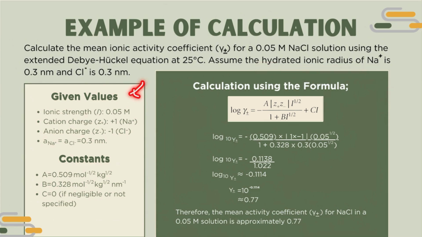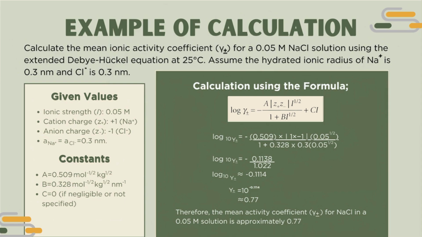Now the given values: the ionic strength, I, equals 0.05 molar. The cation charge, Z plus, equals plus 1, and the anion charge, Z minus, equals negative 1. A for both ions equals 0.3 nanometer. The constants are: A equals 0.509 mole to the power of negative 1 over 2, kg to the power of 1 over 2, and B equals 0.328 mole to the power of negative 1 over 2, kg to the power of 1 over 2, nanometer to the power of negative 1. The value of C is 0 since no value is specified in the question, so it is considered negligible.